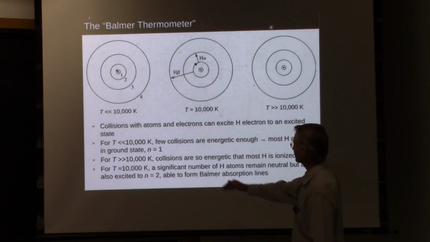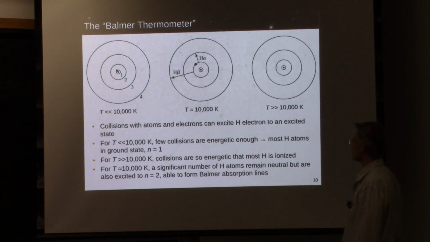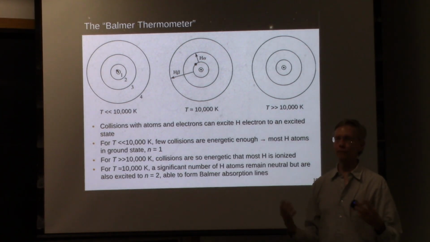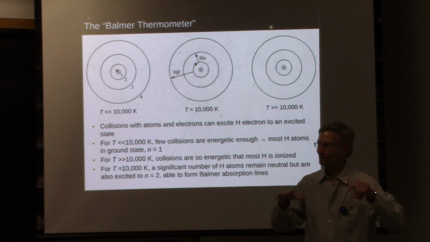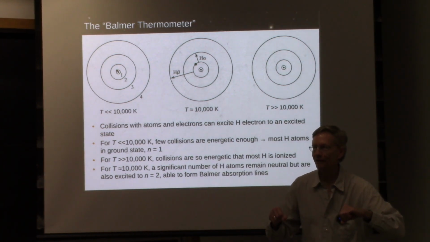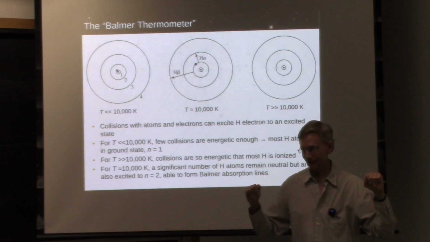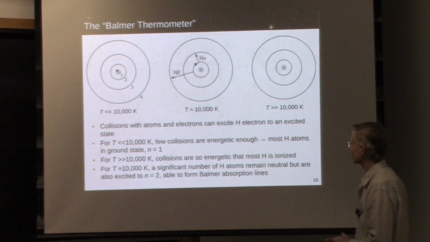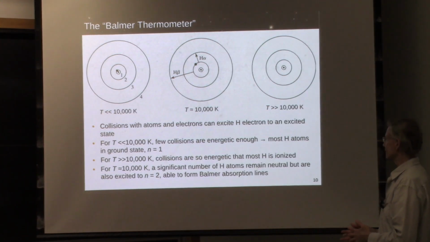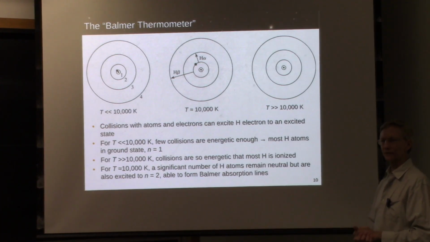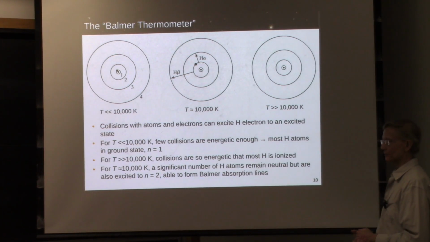For temperatures much less than 10,000 Kelvin, very few collisions have enough energy. So most of the hydrogen atoms are sitting there in the ground state. They could make what series spectral lines in the ground state? Not Balmer, but Lyman. They could make Lyman series spectral lines from the ground state, but not Balmer series spectral lines, and that's the one we're interested in here, the visible spectral lines. So very few collisions are energetic enough. Most of the atoms are in the ground state. You ain't making no Balmer lines from atoms in the ground state. And so you get weak spectral lines.